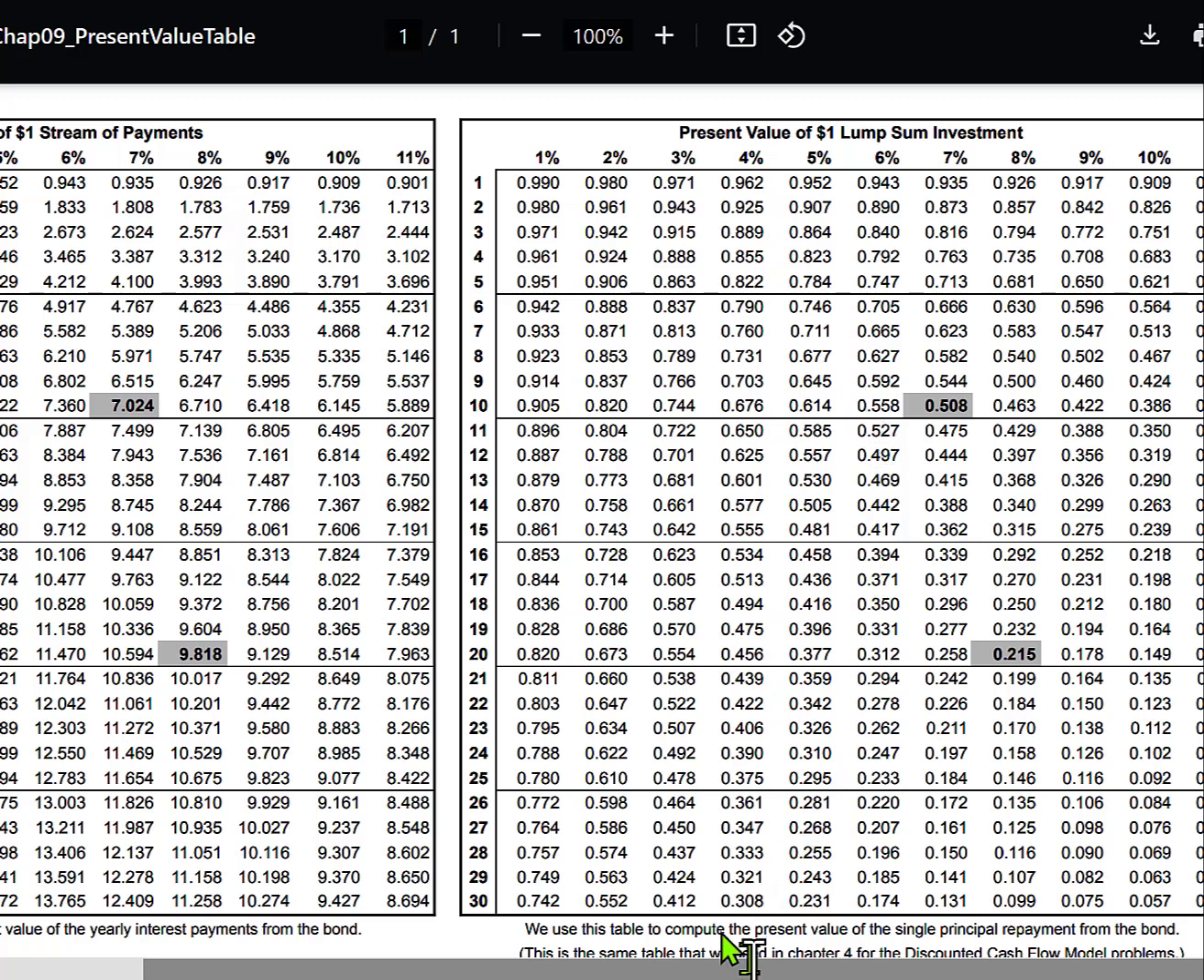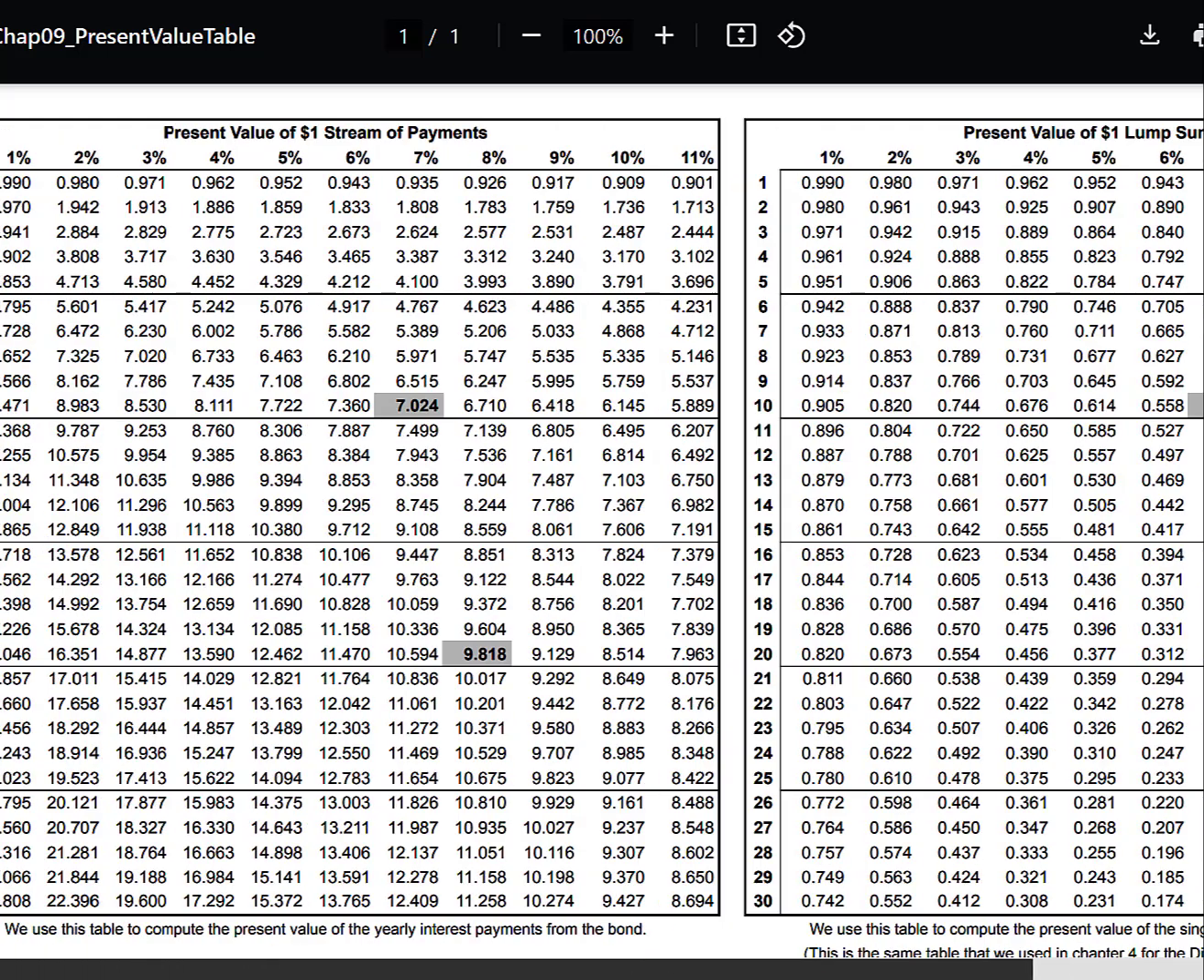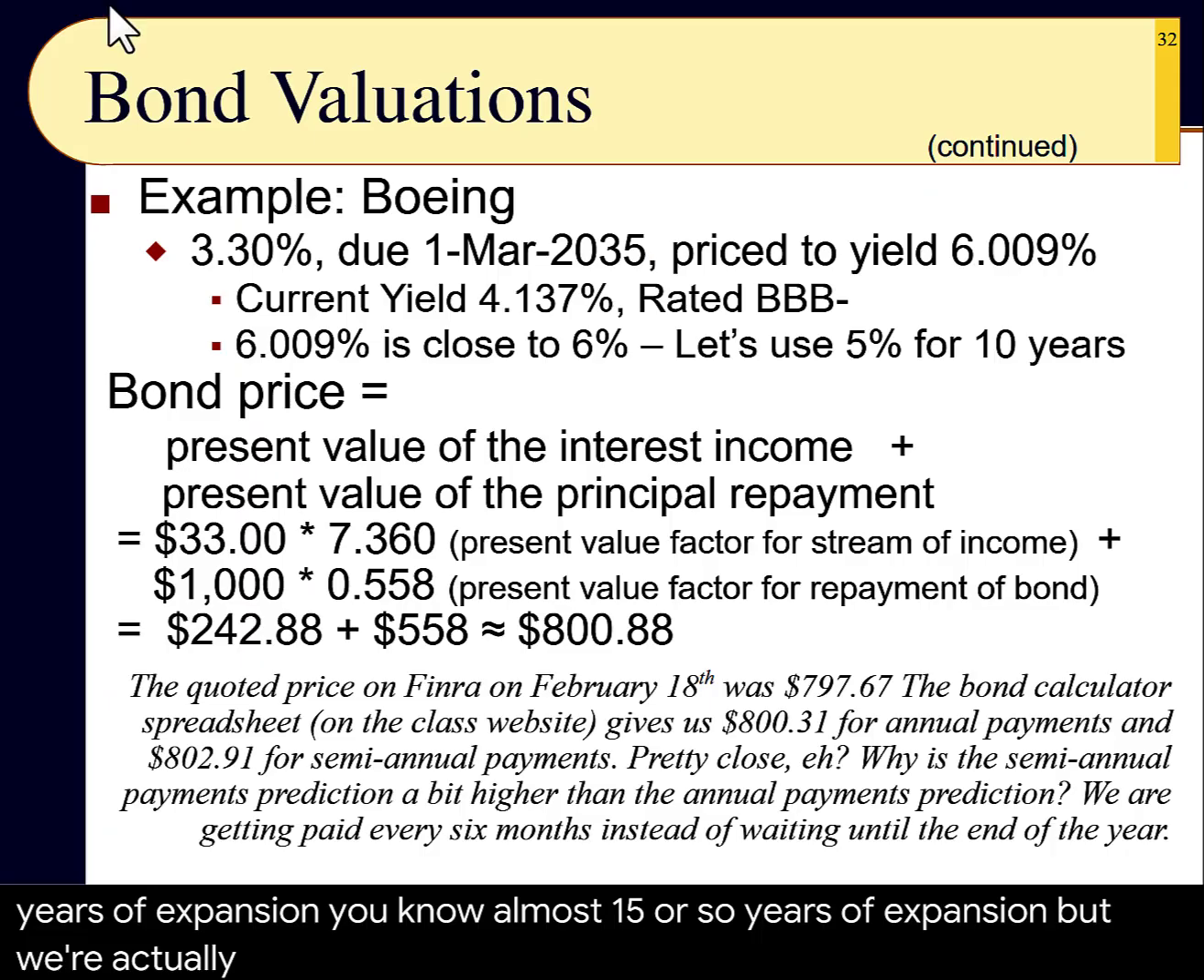So, I mean, you could do that, but we have another table, this new table, that calculates a stream of payments. Aha! So we go across the 6%, down to 10 years, and there's the present value multiplier, 7.361. You see that? That's the present value multiplier times the interest payments. So $33 times 7.360.